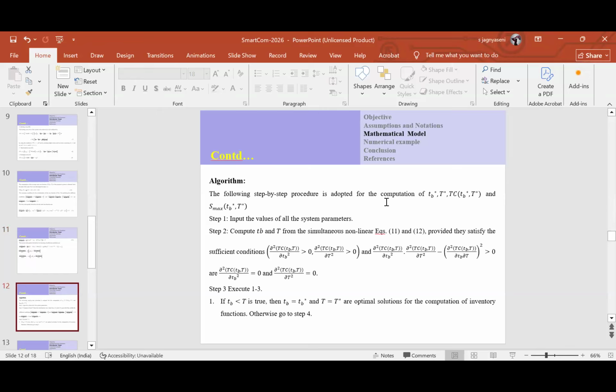Then what about the result, whatever equation we find? We have to put all the values and functions in a simple algorithm, and the following step-by-step procedure is adopted for the computation of tb star, T star, and TC(tb star, T star). Step 1, we input the values of all the system parameters. In step 2, compute tb and T from the simultaneous non-linear equations 11 and 12. Similarly, we put the values and find the result.